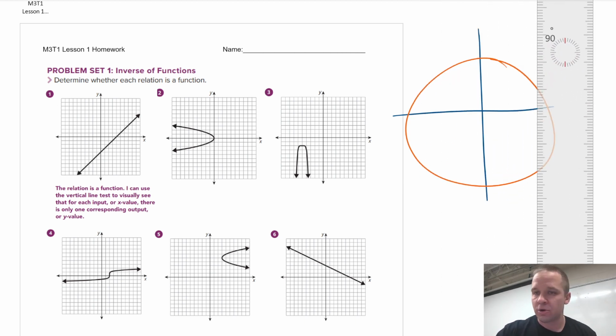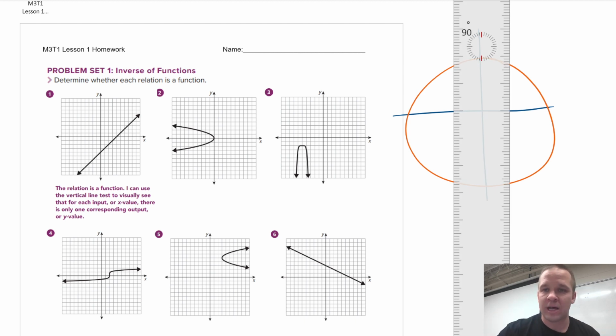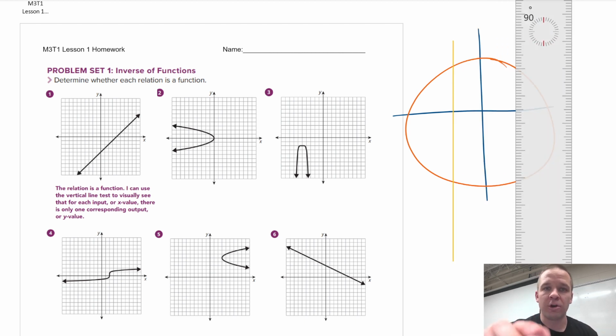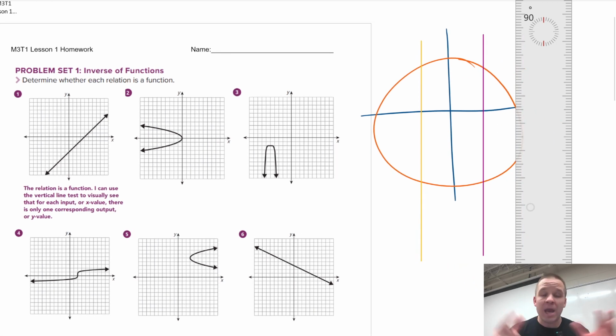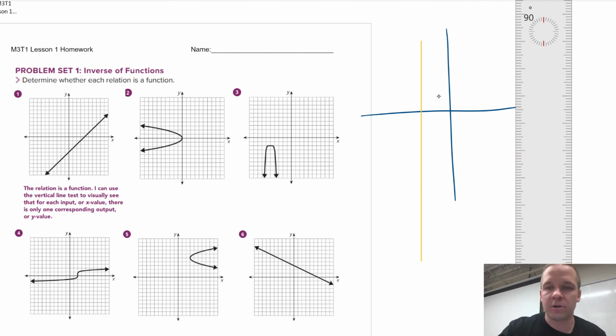Anywhere on a circle, if I were to draw a vertical line, no matter what, it's passing through twice. So a circle would not be a function. If I were to restrict it to only half the circle, a semicircle, that would end up being a function. But as it is right here, not a function.